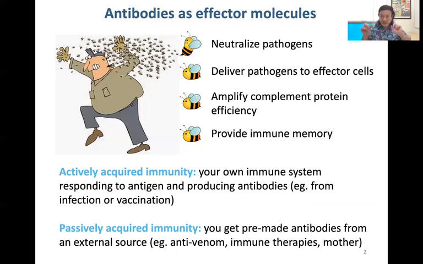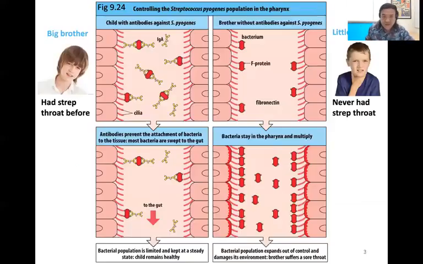Okay, so important. Actively acquired immunity versus passive, right? You have to be able to keep those straight. So let's look at some examples here of actively acquired immunity first. Right? So here is a natural example.